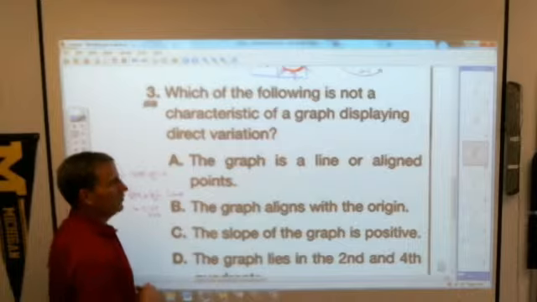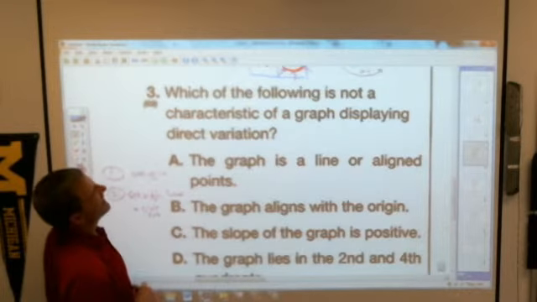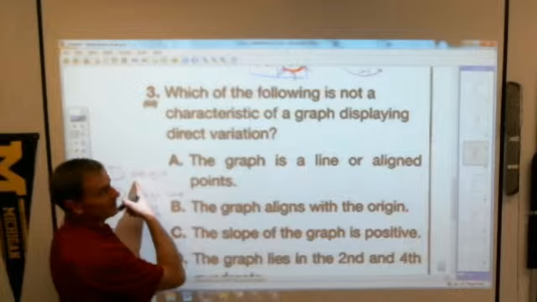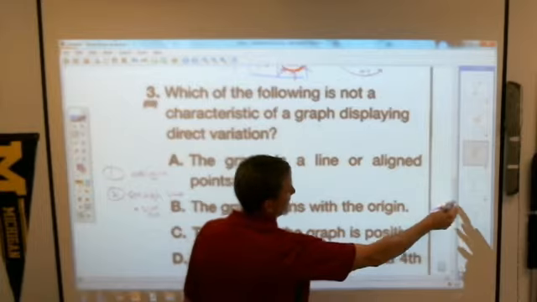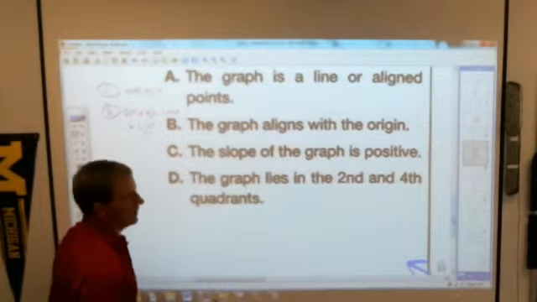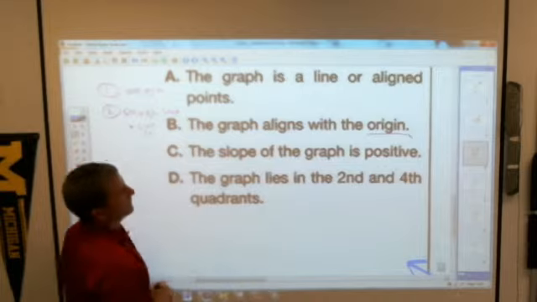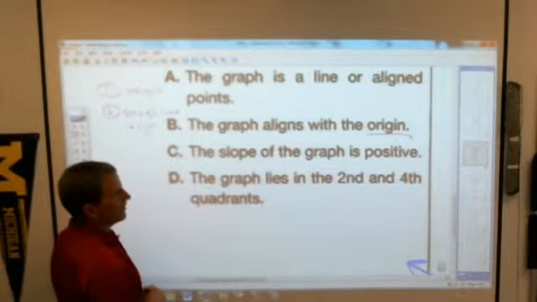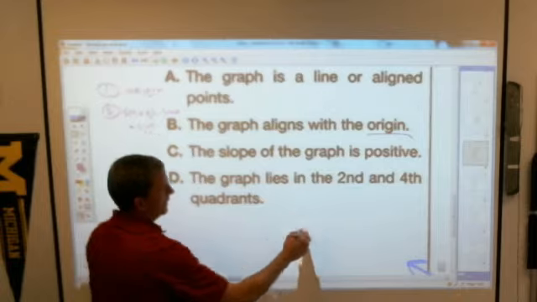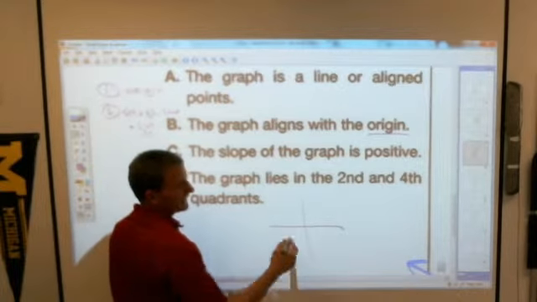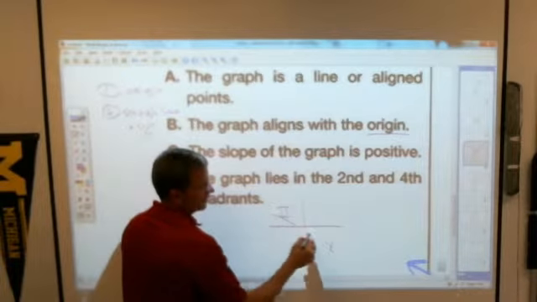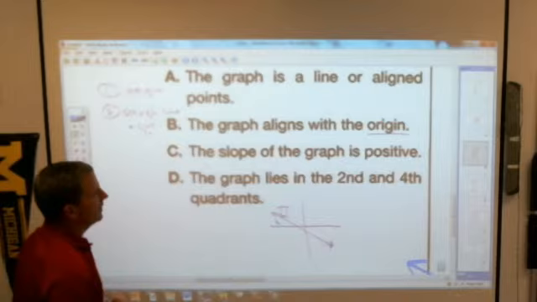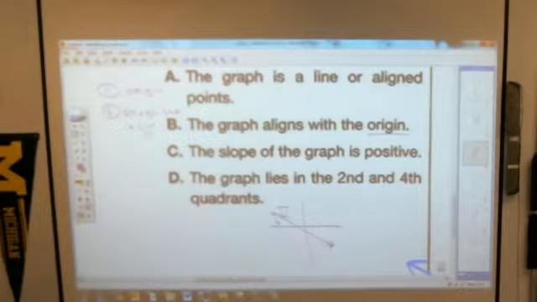So, you think about this. The graph is a line or aligned points. Is not. Well, that obviously, because I said it has to be a straight line. That was one of our things. So this is not the answer, because they want something that is not a characteristic. We talked about it. It has to go through the origin. So that is, the slope of the graph is positive. The graph lies in the second and fourth quadrants. Here's the deal. If it lies in the second and the fourth quadrants, that means it goes like this, and the slope of the line is positive.